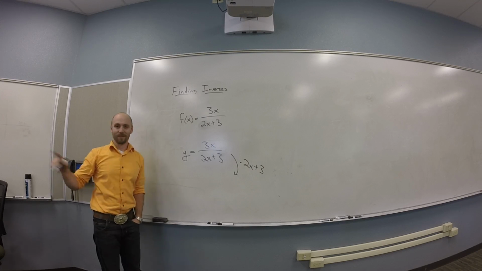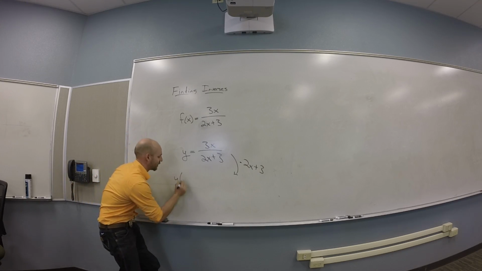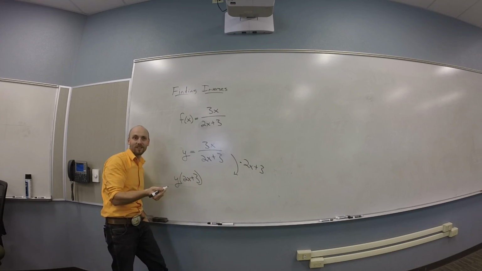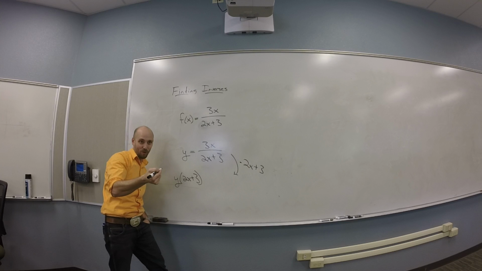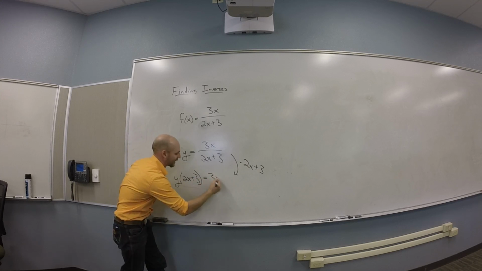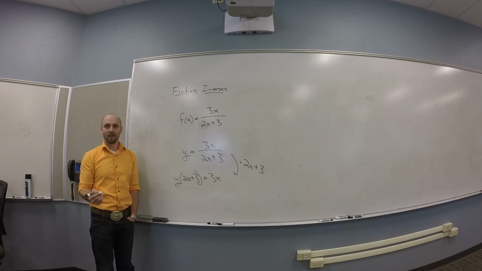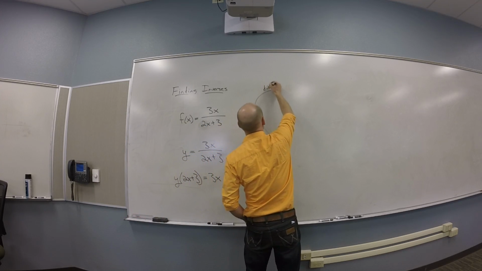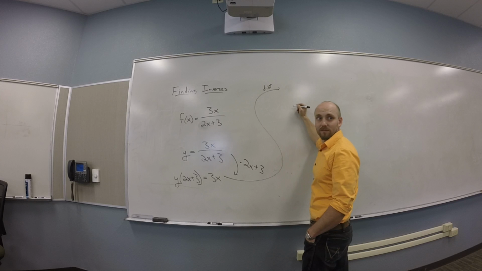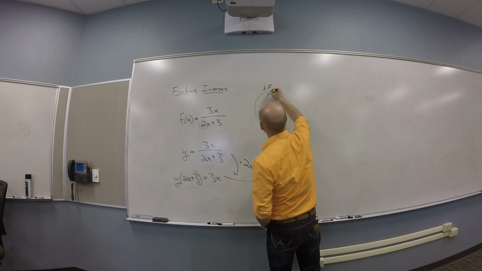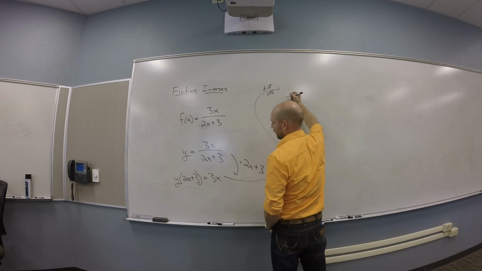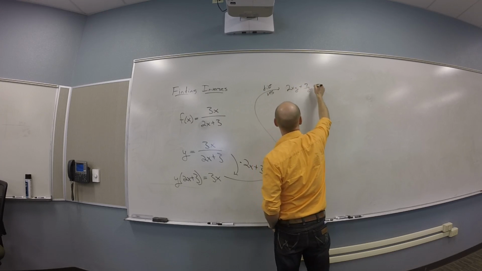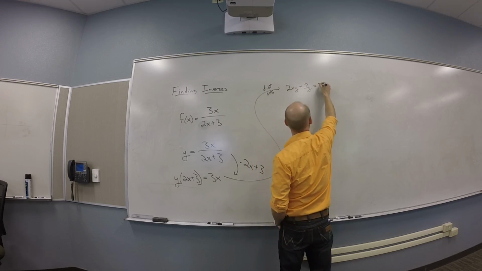You have y times 2x plus 3. And on the other side, they cancel, which was the point. So you get 3x. Then I think you distribute on the left-hand side. So you get 2xy plus 3y is 3x.